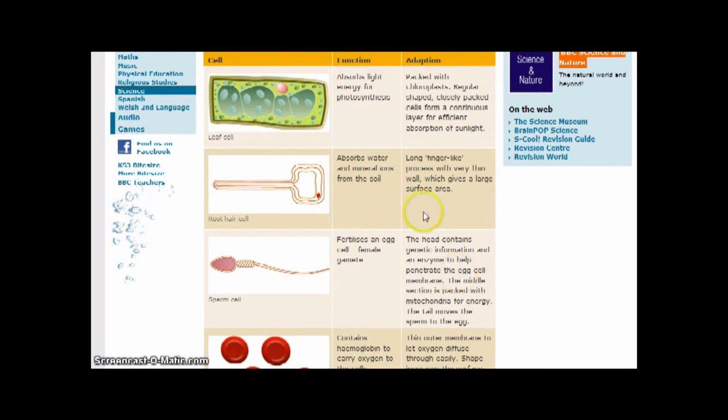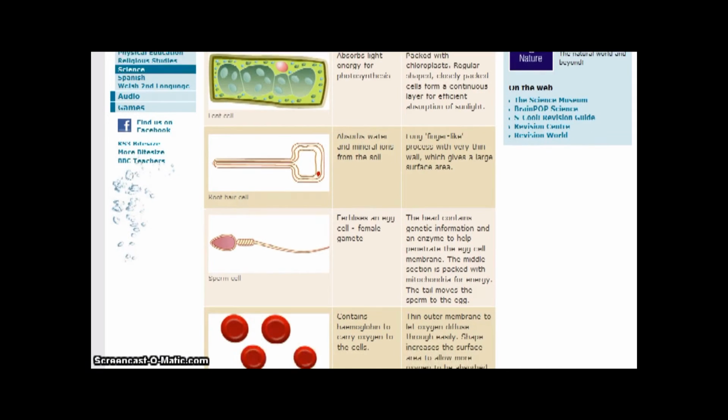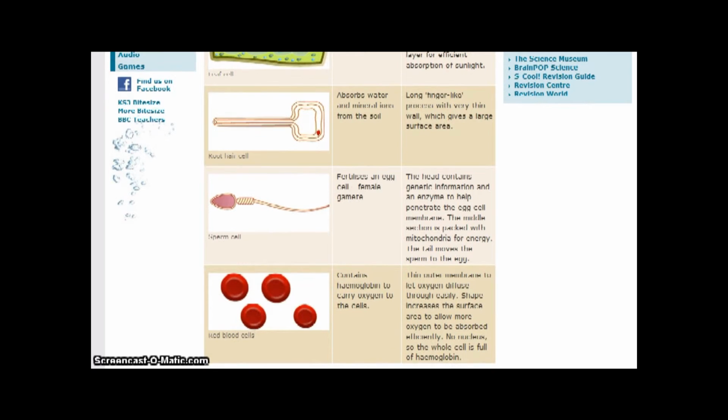The root hair cell absorbs water and minerals. It's long finger-like, it says there, but it gives it an increased surface area, and obviously that enables it to absorb more, give out more, that sort of thing.